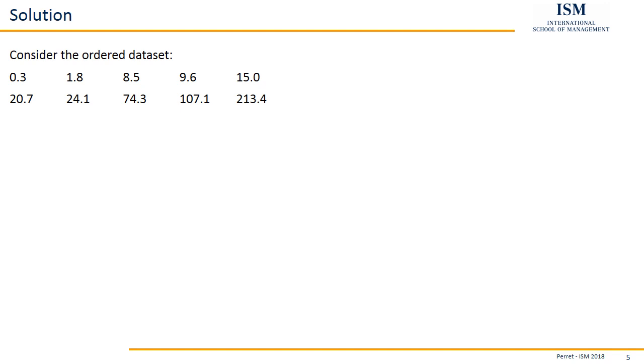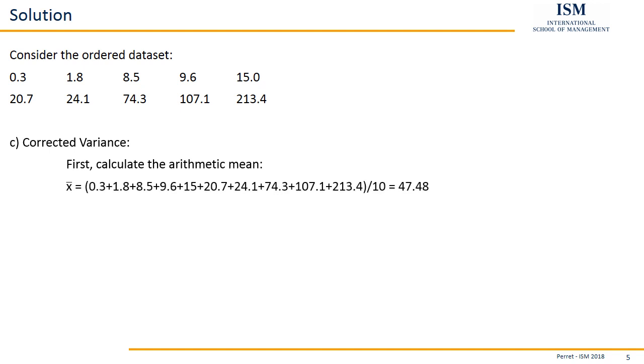So in the next part, we are asked to calculate the corrected variance. To do this, we first need to get the arithmetic mean. This, however, we can get relatively easily by just adding up the different data points and dividing them by the number of observations, giving us an arithmetic mean of 47.48. This mean we will need if we calculate the corrected variance according to this formula.